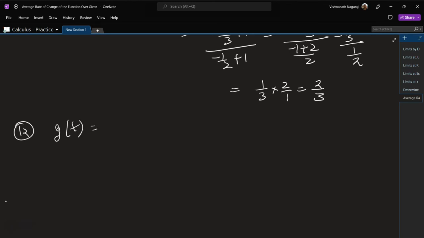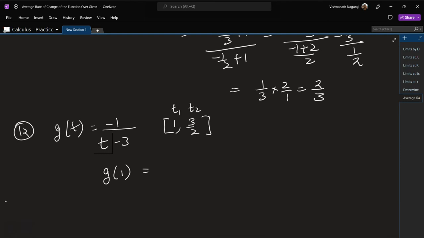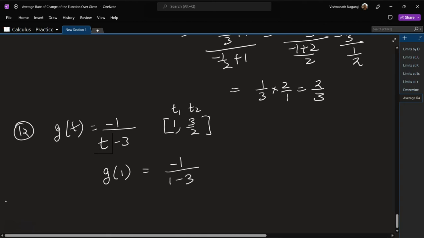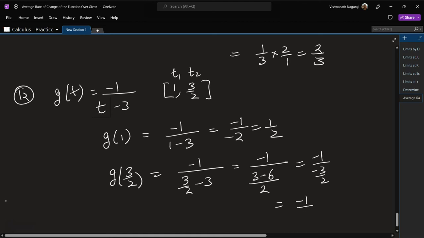G of t is equal to minus 1 by t minus 3 in the interval 1 comma 3 by 2. Okay, G of 1, this is t1 and this is t2. So G of 1 is going to be minus 1 by 1 minus 3, which is equal to minus 1 by minus 2, which is half. Now G of 3 by 2 is equal to minus 1 by 3 by 2 minus 3, which is minus 1 by 3 minus 6 by 2, which is minus 1 by minus 3 by 2, which is equal to minus 1 by 3 minus 3 into 2, which is equal to 2 by 3.